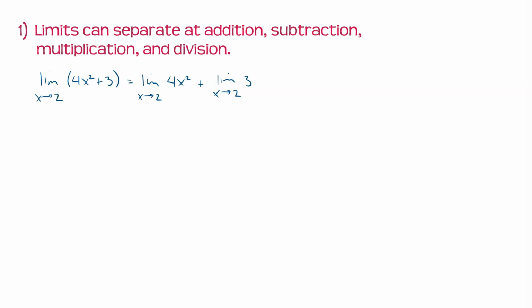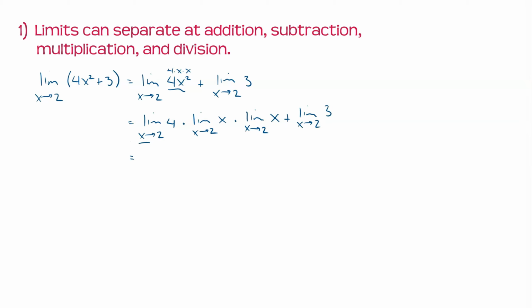I also know that limits can separate at multiplication, and 4x squared is nothing more than 4 times x times x. So I'm going to separate each of those limits. I have the limit as x goes to 2 of 4 times the limit as x goes to 2 of x times the limit as x goes to 2 of x plus the limit as x goes to 2 of 3. Now I can evaluate each of those limits.